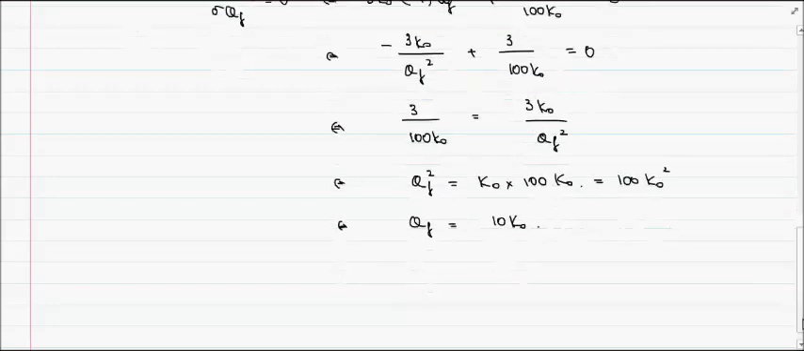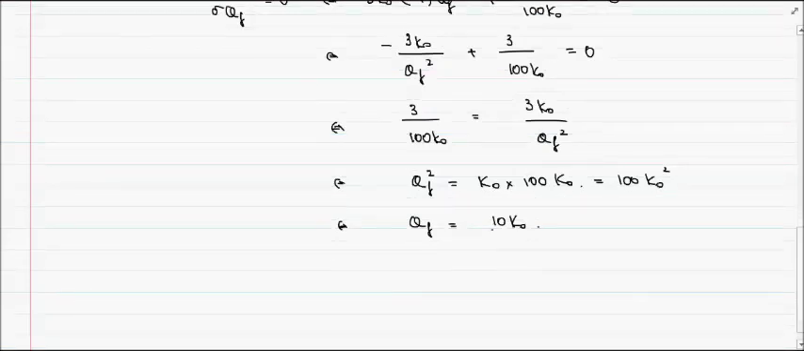Now I just ignore the -10K0 because we do not care about a negative quantity. So if you take the square root of both sides of this equation, you get QF equal to 10K0, which is the positive number that we only care about. Alright, so part D is asking you to confirm that the output QF equal to 10K0.